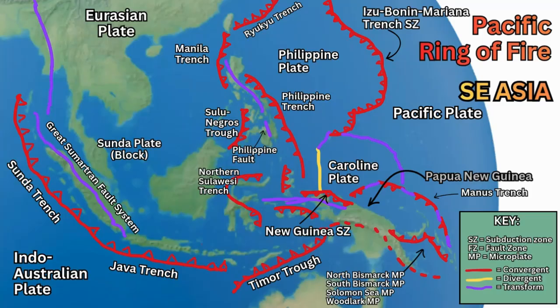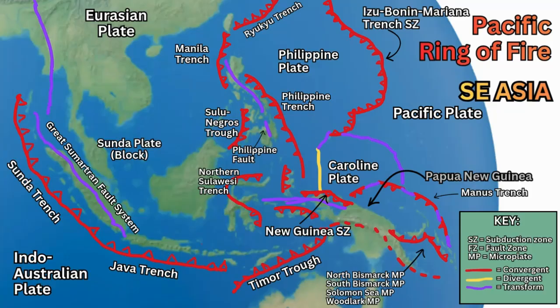Philippines. And in this part of Southeast Asia, the Pacific Ring of Fire includes multiple major plates, which are the Pacific Plate, the Indo-Australian Plate, and the Eurasian Plate, with multiple minor plates sandwiched in between, which are the Caroline Plate, the Sunda Plate, and the Philippine Plate.